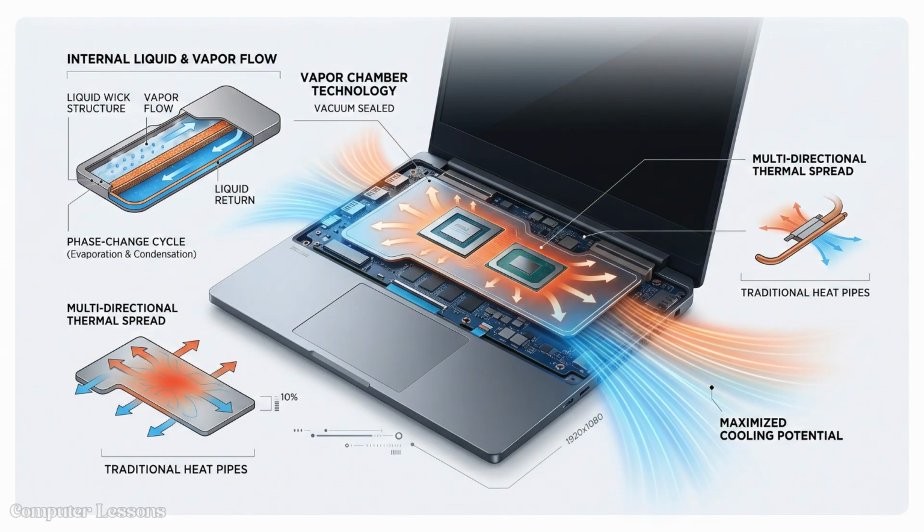Modern high-performance laptops increasingly utilize vapor chambers instead of traditional copper pipes to distribute heat across a wider surface area. These vacuum-sealed flat plates allow for multi-directional thermal spread, effectively turning the entire motherboard tray into a heat sink. This maximizes the available cooling potential.